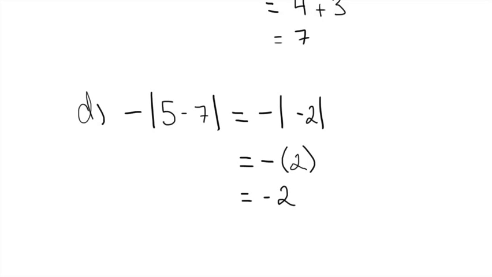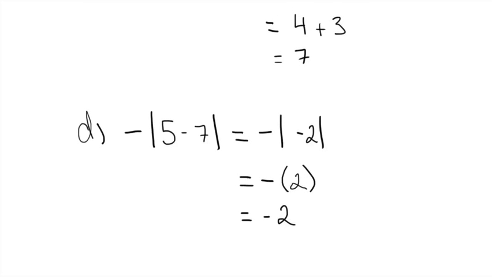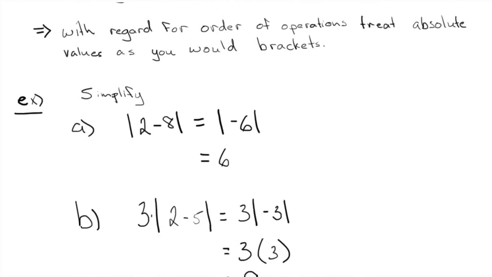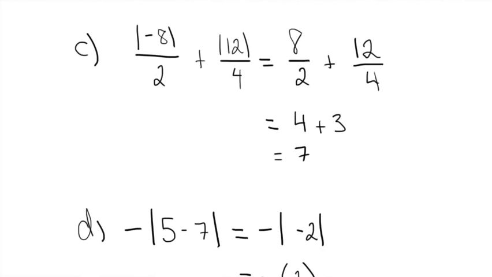Okay, so that's how you evaluate expressions that contain absolute values. With regard to order of operations, you have to treat the absolute value as you would a bracket. So usually anything in the absolute value is going to be evaluated first.